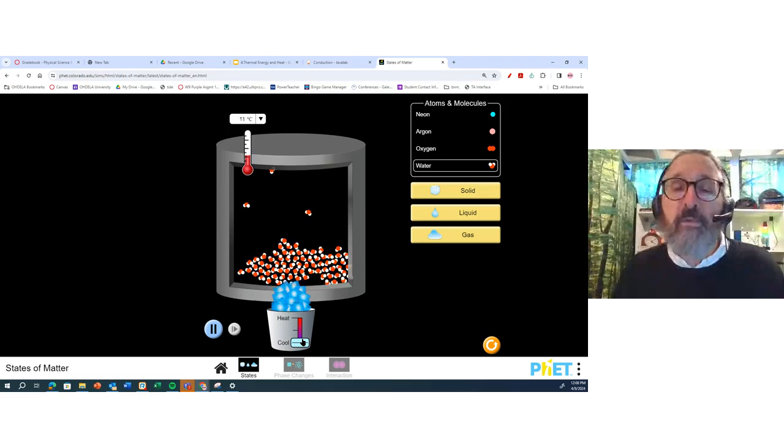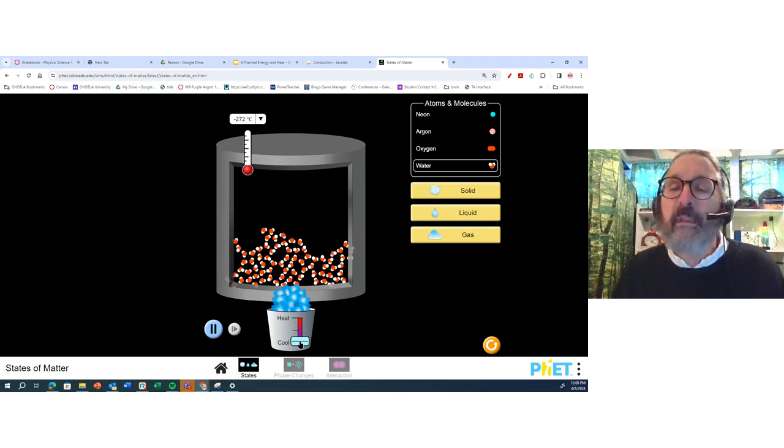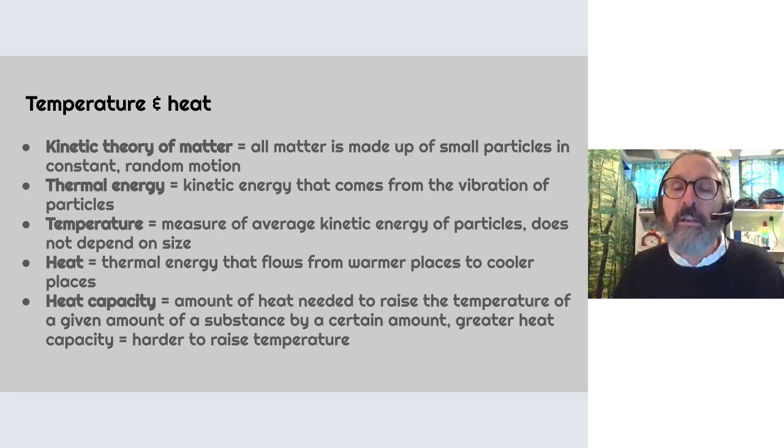Remember, kinetic energy is motion. So 0 degrees, minus 45, and then if we were to get it to minus 273 degrees, that is absolute zero, there is no movement. We still have some movement there. It's pretty hard to get it down to minus 273 degrees in real life.